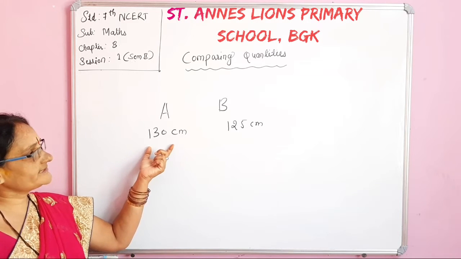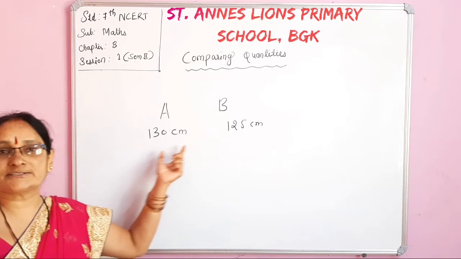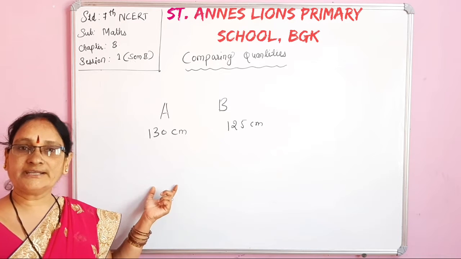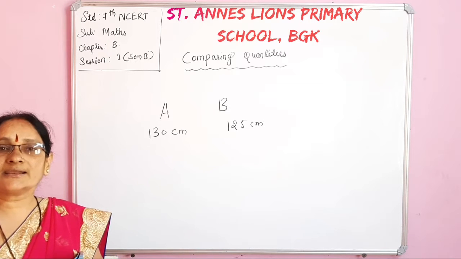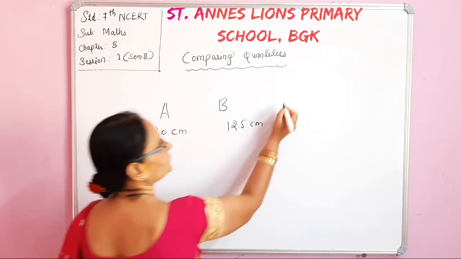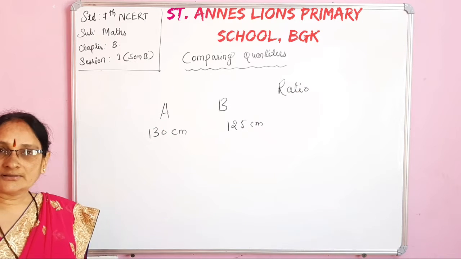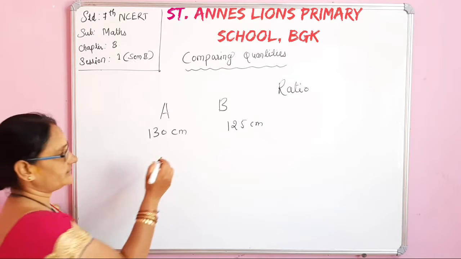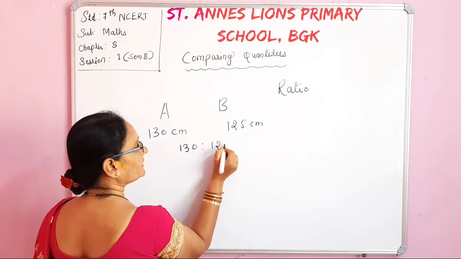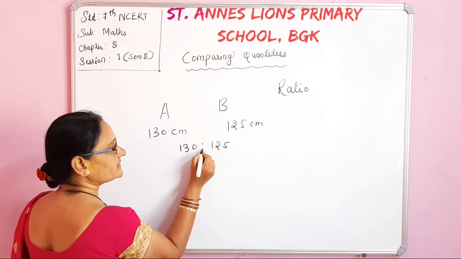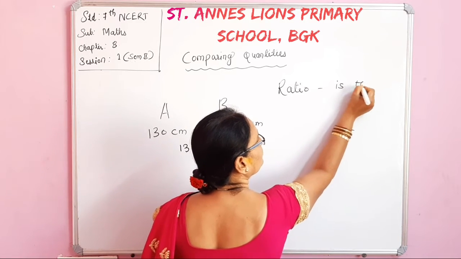Now here say 130 centimeter, 125 centimeter. Both are in the same units. When two quantities are compared of the same unit, then they are written in the form of ratio. How can we write these two? We can write these two in the ratio 130 is to 125. This notation is "is to".